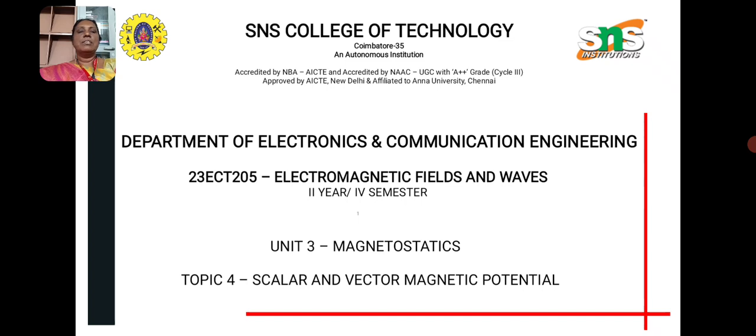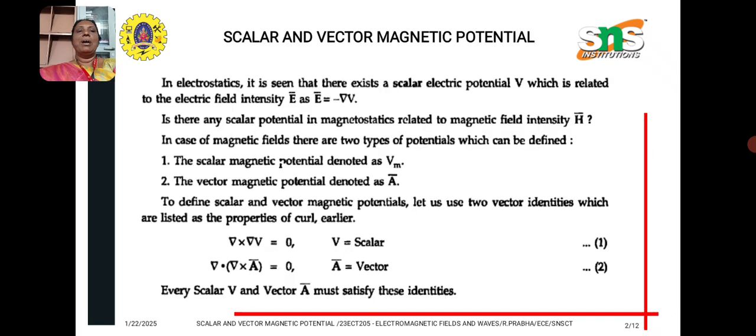In this video, we will discuss the topic of scalar and vector magnetic potential for the unit magnetostatics. In electrostatics, it is seen that there exists a scalar potential denoted by V. This is related to the electric field intensity as E is equal to negative gradient of V. In the case of magnetic field, there are two types of potentials. One is known as scalar magnetic potential denoted by Vm, and another one is vector magnetic potential denoted by A vector.